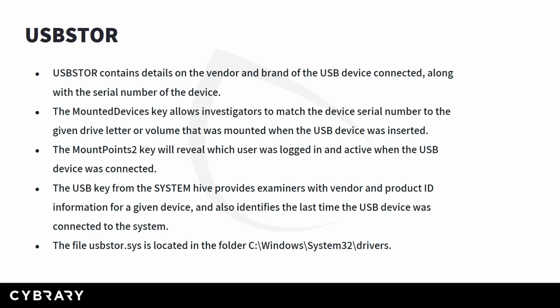The USB key from the system's hive provides examiners with vendor and product ID information for a given device, and also identifies the last time the USB device was connected to the system. Using the last write time on the key of the device serial number, examiners can identify the last time it was connected. The file USBSTOR.sys is located in the folder C:\Windows\System32\Drivers. We can use special tools to analyze the content of it.